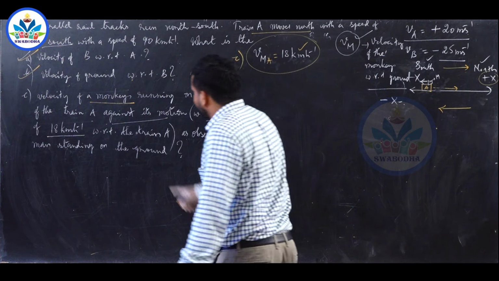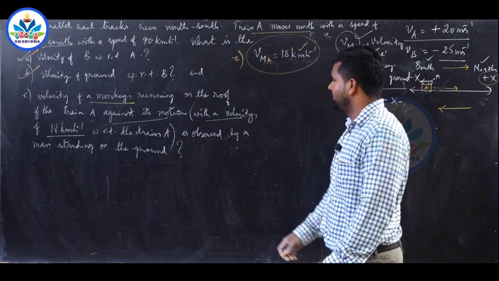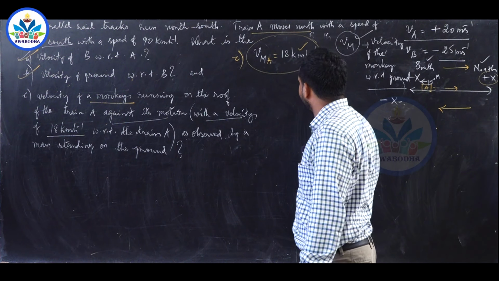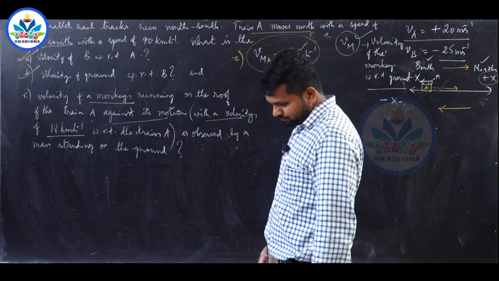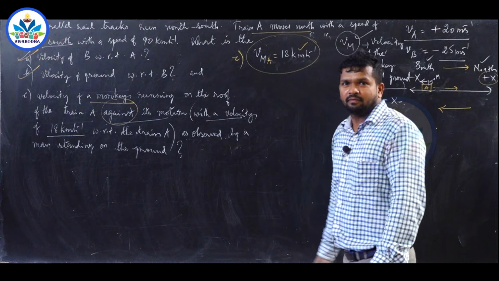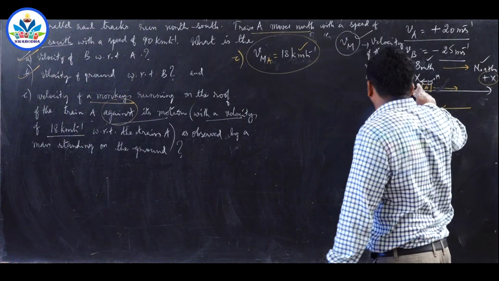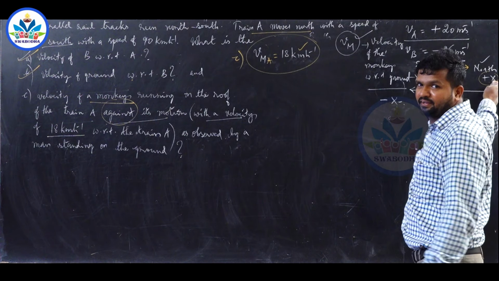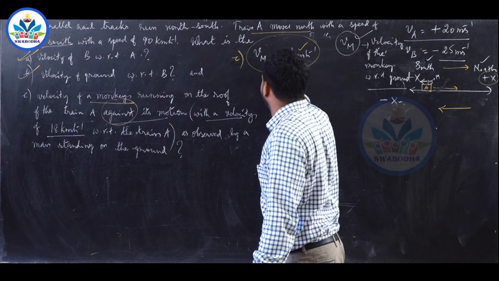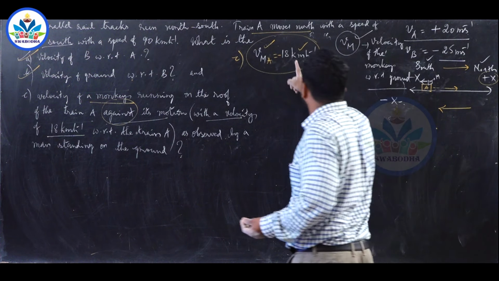Please note, the velocity of a monkey running on the roof of train A against its motion with a velocity of 18 km per hour with respect to train A is given. Train A moves in the positive x direction. The monkey is moving against train A with a speed of 18 km per hour. No doubt this is negative. Vma equals minus 18 km per hour.